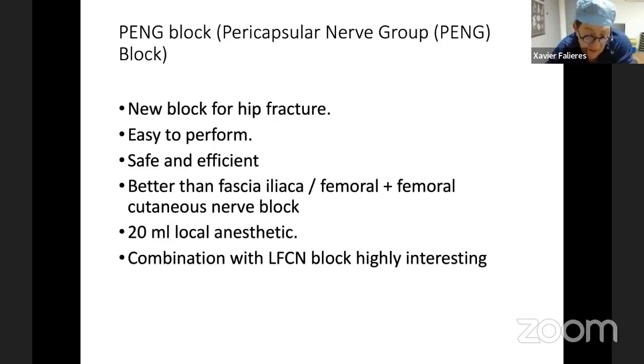20 milliliter of local anesthetic, and I will recommend to combine this block with a lateral femoral cutaneous nerve block to perform surgery. When you need only a pain relieving effect, you can give it alone. If you want to operate on the patient, combine the two blocks.